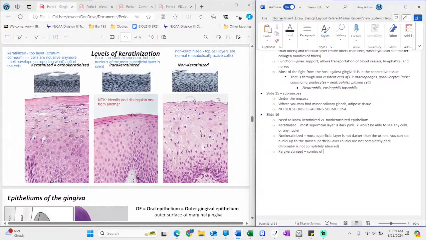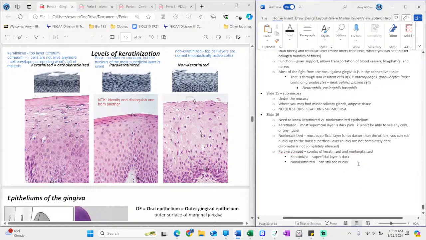From the keratinized epithelium, the most superficial layer is darker. And from the non-keratinized, you can still see some nuclei in there. That's what you should use to see that. So, in general, the epitheliums in the oral cavity are in two states. They are keratinized or they are non-keratinized.